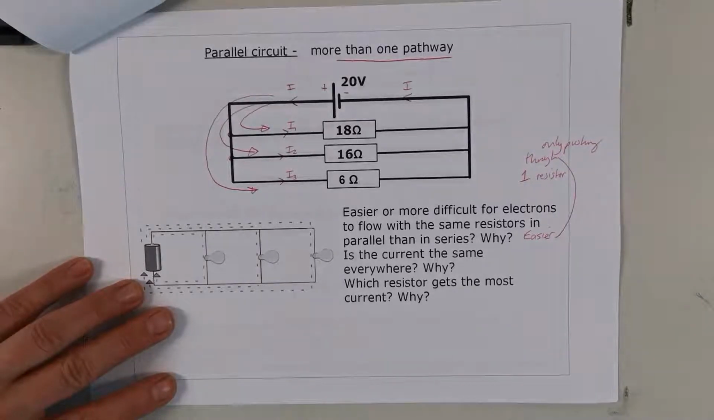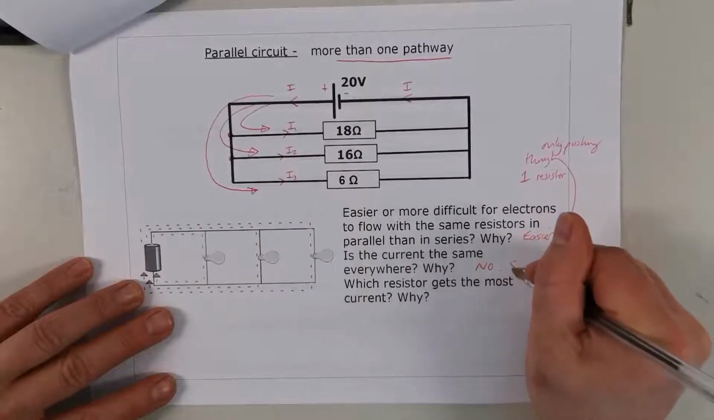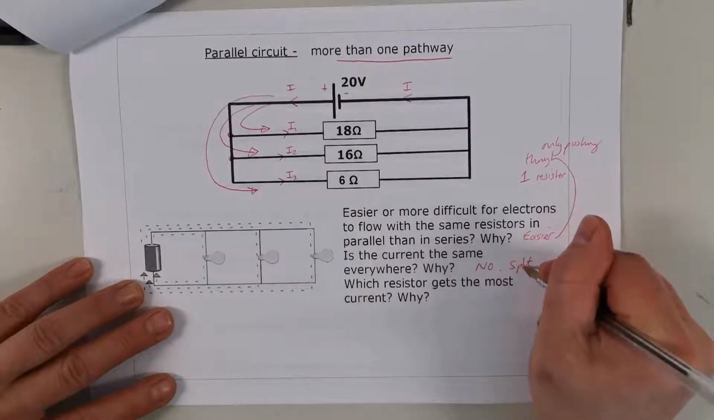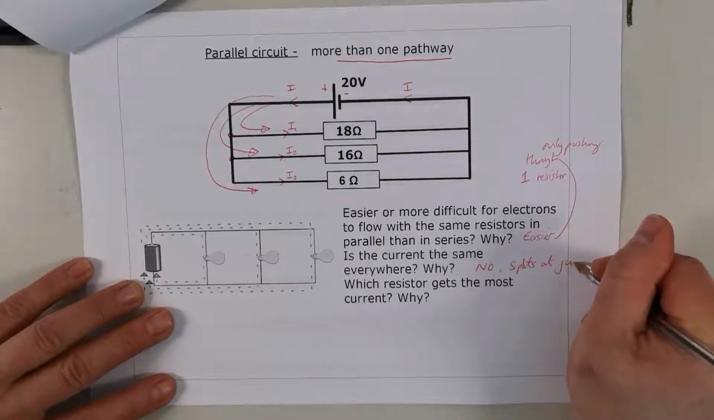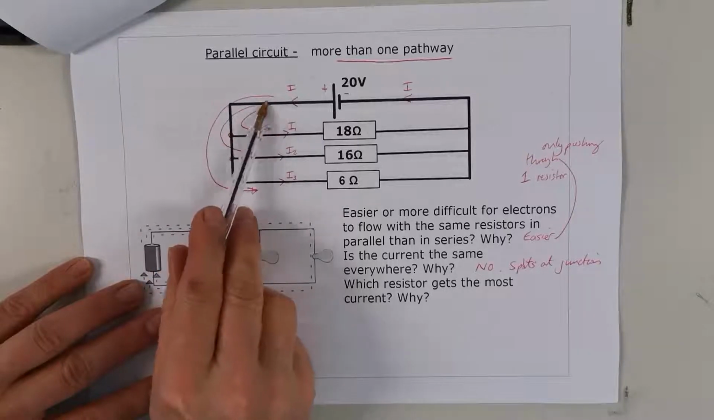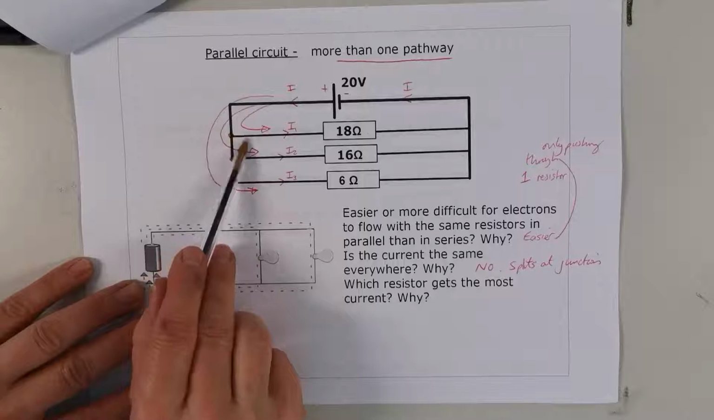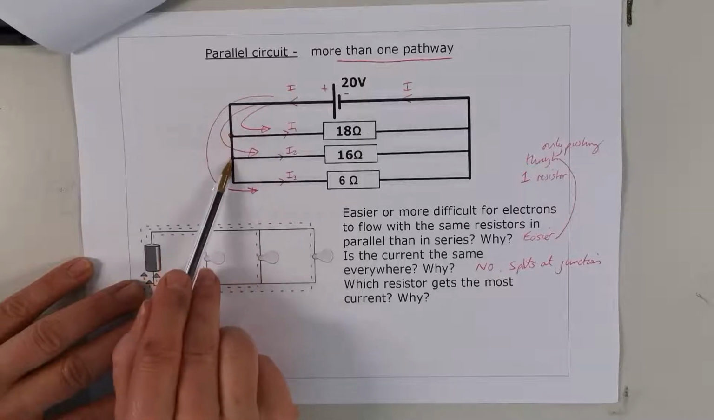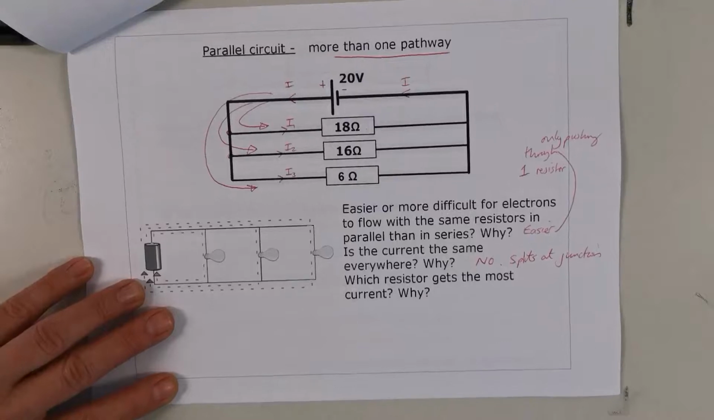Is the current the same everywhere? Well, no, it's clearly not because it splits at junctions. Remember I said here? So if the current comes down here and some of the current goes down here, and that's flow of electrons, then not all of it's going to go down here. So we've got different currents in a circuit.